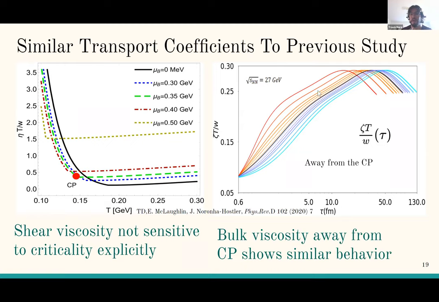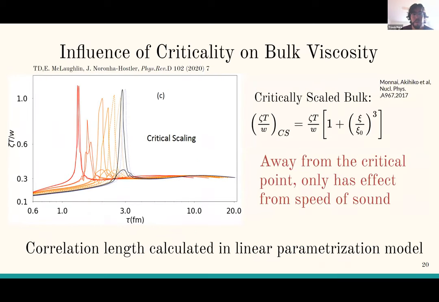It just mimics. It looks really similar to the bulk viscosity that I showed previously for the mu b equals zero case, which is good. That's what we want. We don't really want it to be affected if it's away from the critical point. However, close to the critical point, there are reasons to suspect that the bulk viscosity actually should be affected. I won't get too much into it here, but there are reasons to think that the bulk viscosity should scale something like the correlation length to the third power.